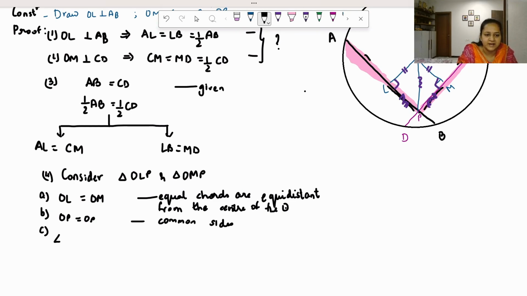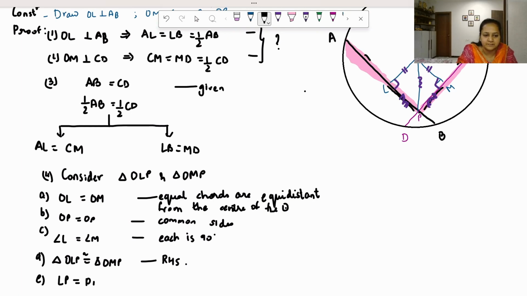And we have angle L is equal to angle M. Each is 90 because they are perpendiculars. Hence, what do we get? We get triangle OLP is congruent to triangle OMP by which test? Very good, RHS. And because the two triangles are congruent, we can say LP is equal to MP by CPCT.